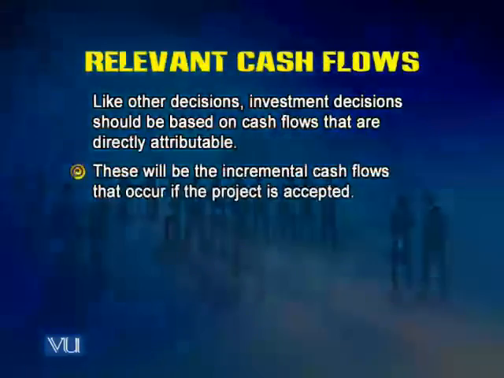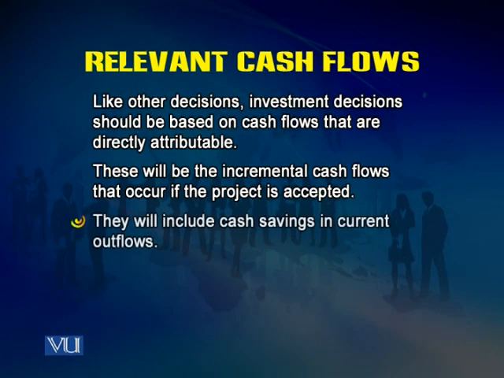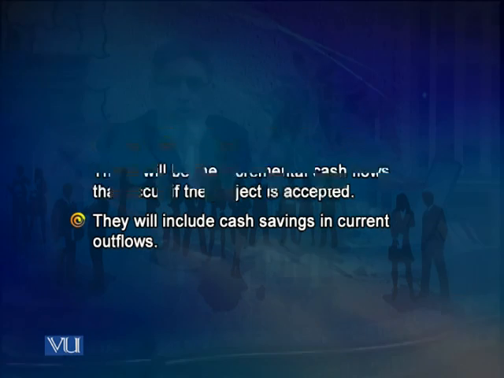If the cost can be directly attributable to the project, if the revenues can be directly attributable to the project, then those are the cash flows which need to be taken into account and evaluated using our various techniques. These will be the incremental cash flows that occur if the project is accepted. They will include cash savings in current outflows, relevant cash flows, new cash flows, incremental cash flows. These are the cash flows which we are going to take into account.